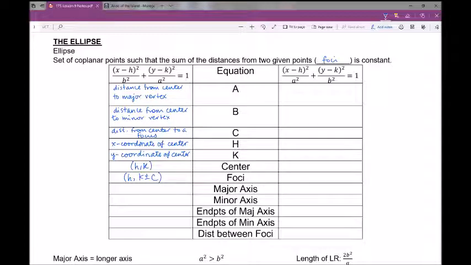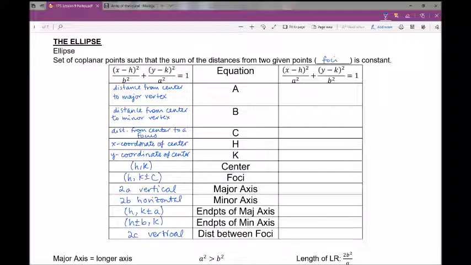The major axis will be of length 2a in the vertical direction, and the minor axis will be of length 2b in the horizontal direction. The endpoints of the major axis will be (h, k plus or minus a), and the endpoints of the minor axis will be (h plus or minus b, k). The distance between the foci will be 2c in the vertical direction. So all of that was probably a little confusing and a lot of information.